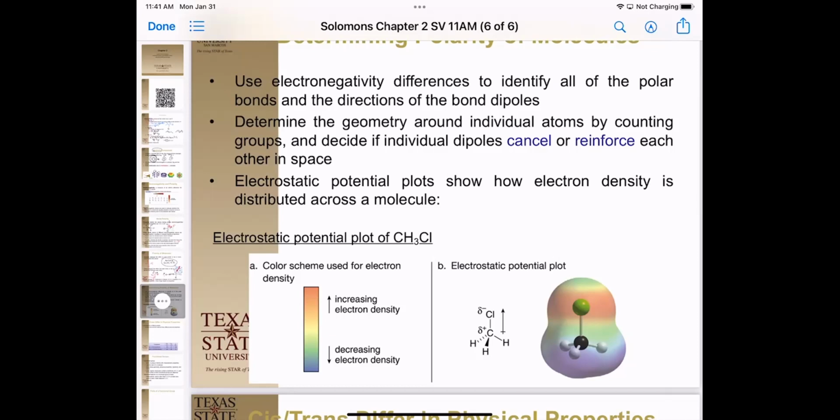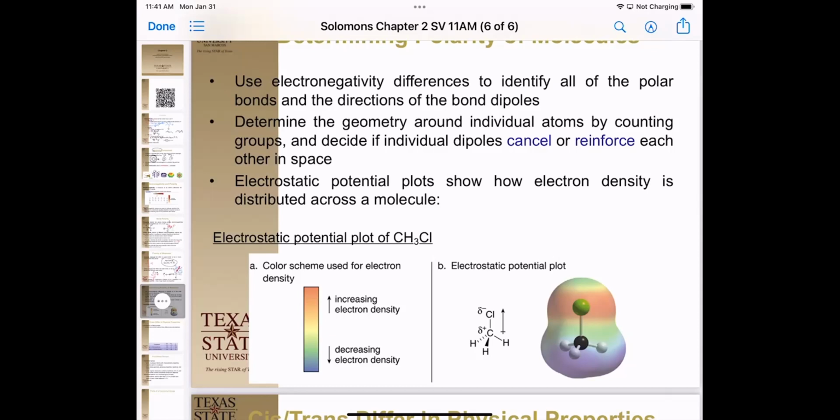Now, so we look at which bonds are polar. Then we look at the molecular geometry. Okay, molecular geometry. So basically lone pairs are not going to contribute as much to that as the polar bonds. So we're going to look at the lone pairs separately. But we're going to look at that molecular geometry.